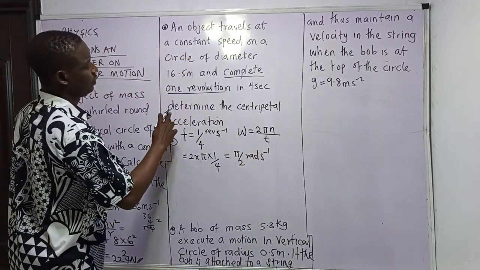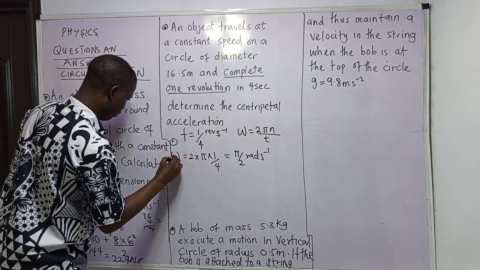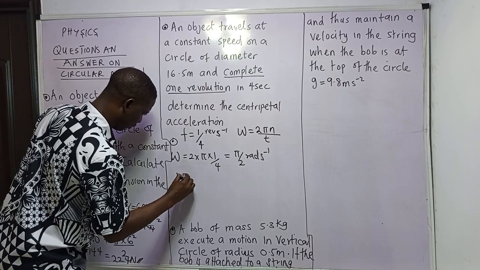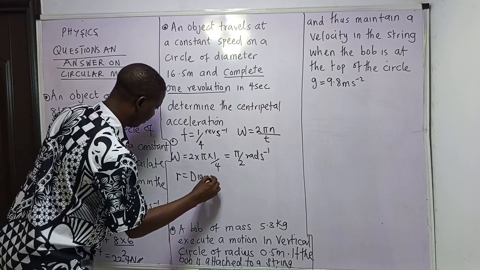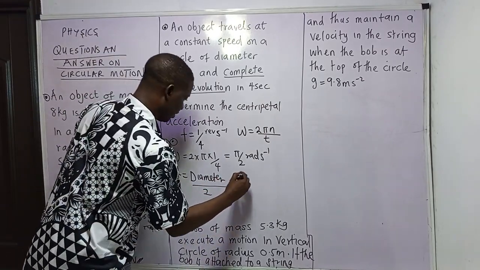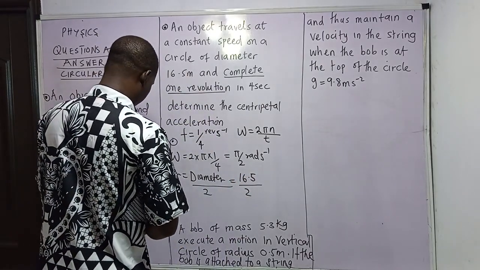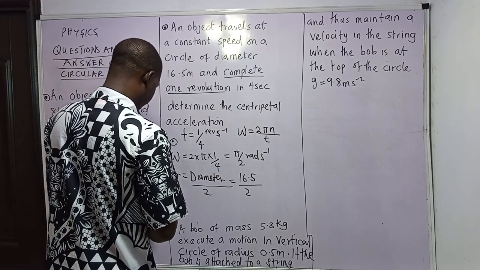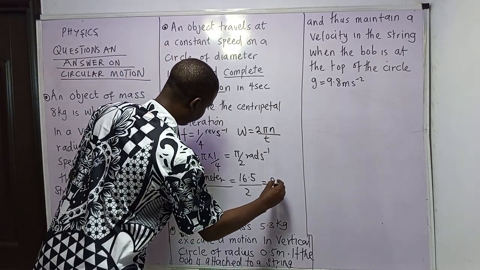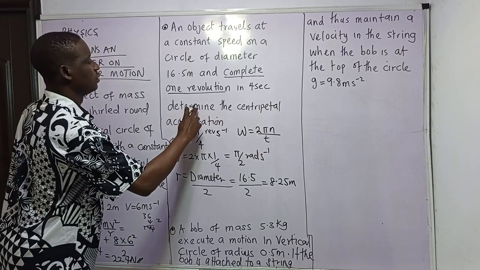Now, we are given the diameter. Diameter divided by 2 is equal to radius. If the diameter of the circle is given, diameter divided by 2 is equal to radius, which is 16.5 divided by 2. That should be 8.25 meter.